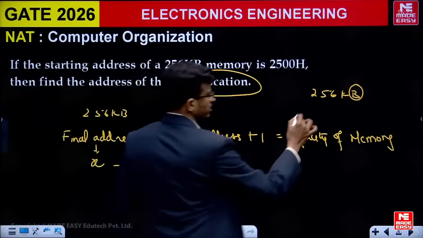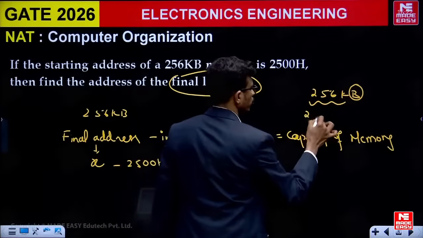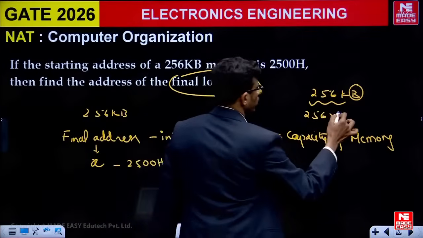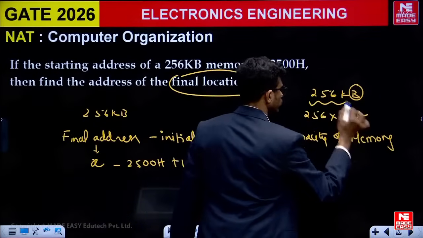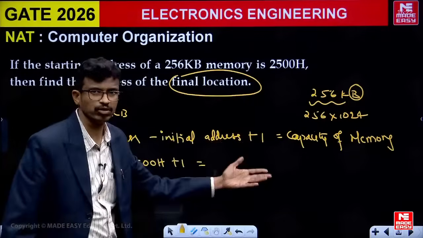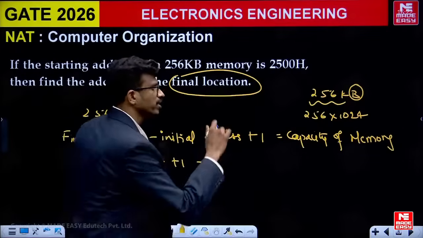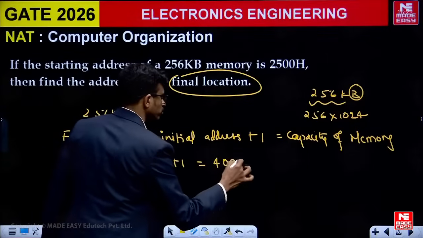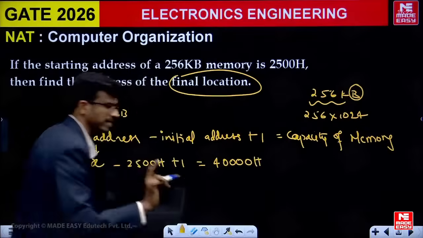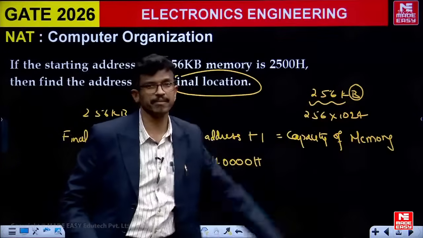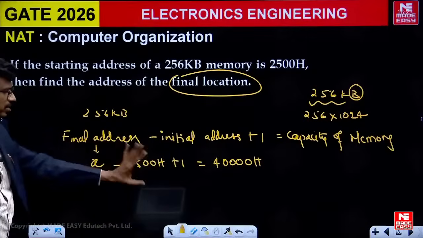So how many addresses are there? 256k means 256 into 1024. 1 kilo is equal to 1024 in terms of binary, right? So if you multiply, you'll get 262144. If you convert that value into hexadecimal, you'll get 4000. So that is the main thing you should follow. You should not write 256k again into bytes, right? Fine. So this is the relation.